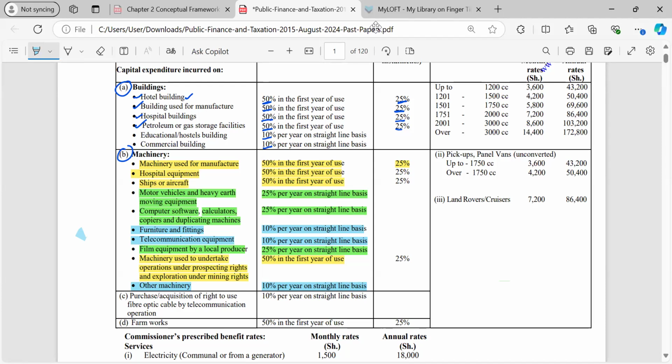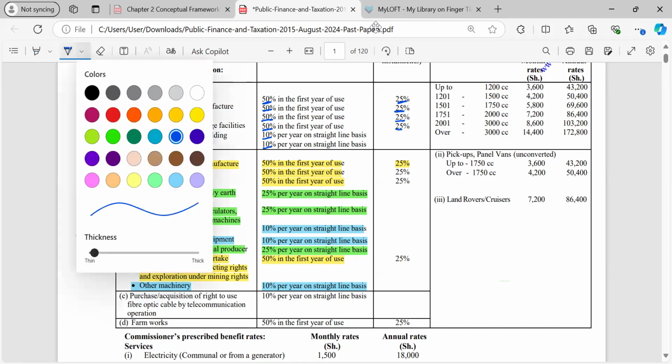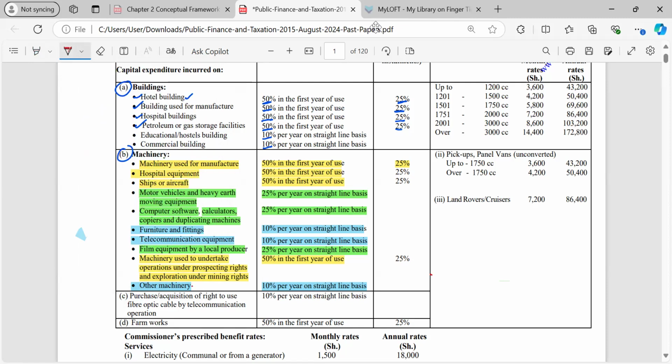So, for example, when we look at this category, these are the machinery, any other machinery, which you will consider to qualify for 10% on straight line basis. This machinery may be like a generator for power generation. This machinery may be like a wheelbarrow, for example. It is not a motor vehicle. Bicycle, and any other equipment which is not classified.